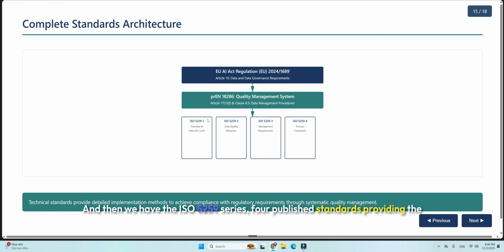And then we have the ISO 5259 series, 4 published standards providing the technical methods to actually implement data quality management. Part 1 gives us the framework and lifecycle model. Part 2 gives us the quality characteristics and measures. Part 3 gives us the management system requirements. And Part 4 gives us the process framework for different ML paradigms. Technical standards provide detailed implementation methods to achieve compliance with regulatory requirements through systematic quality management. Now, this is the value proposition. You're not guessing at compliance, you're actually following a structured, internationally recognized methodology.